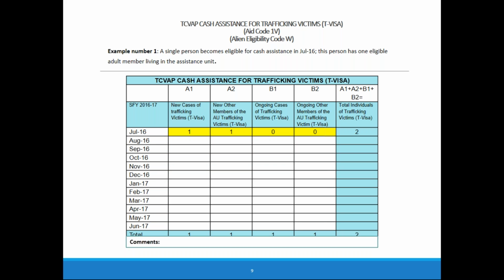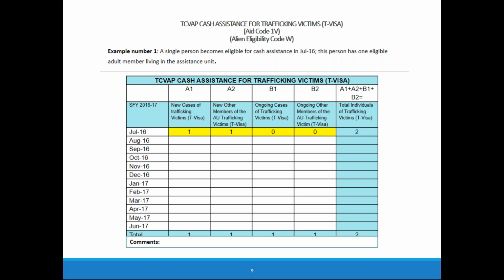Example number one: a single person becomes eligible for cash assistance in July 2016. This person has one other eligible adult member living in the assistance unit. This information will be entered in the July 16 row. On column A1, enter one for the trafficking victim, and on column A2, enter one for the other eligible adult member living in the assistance unit.